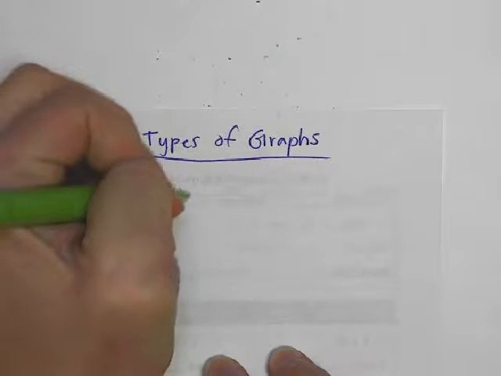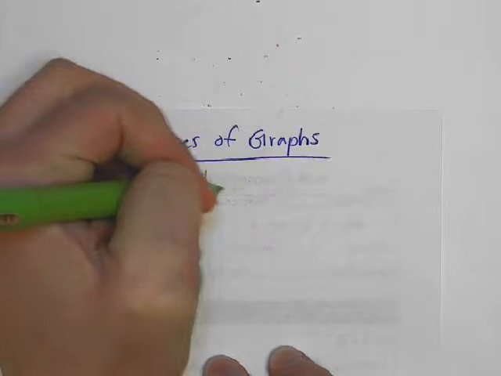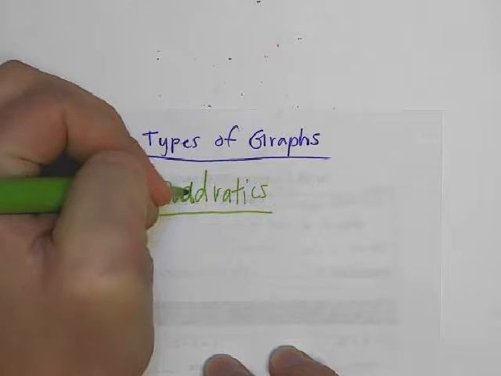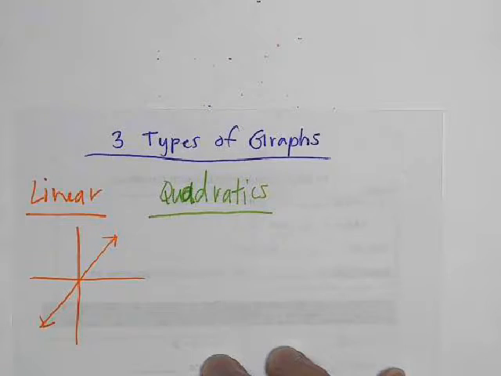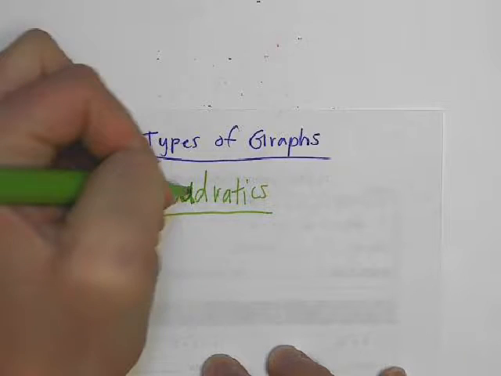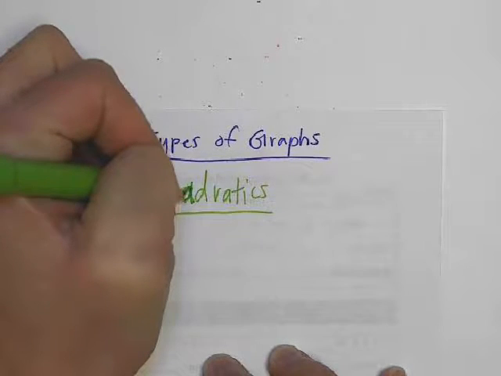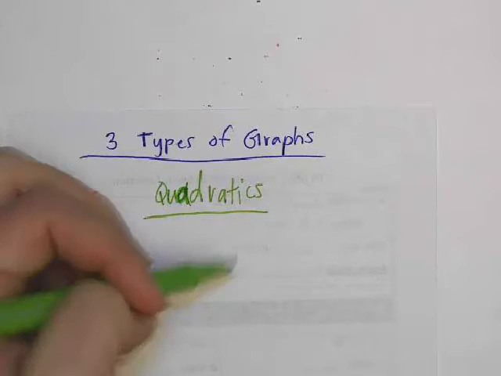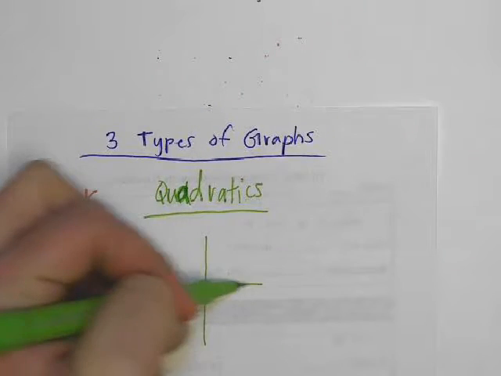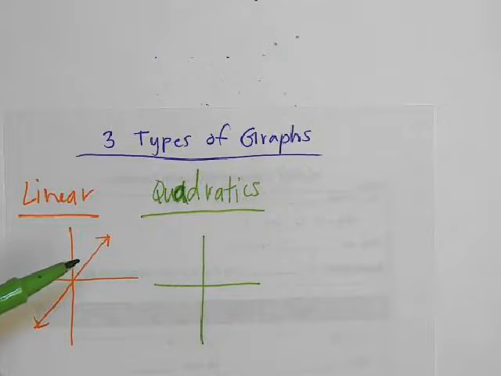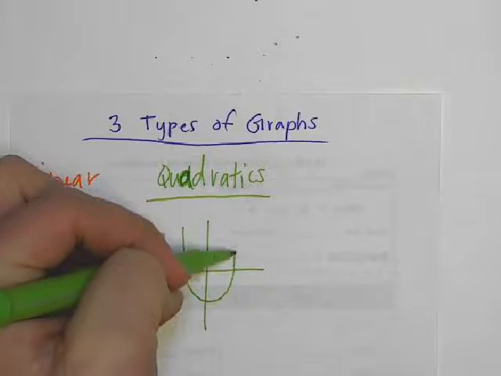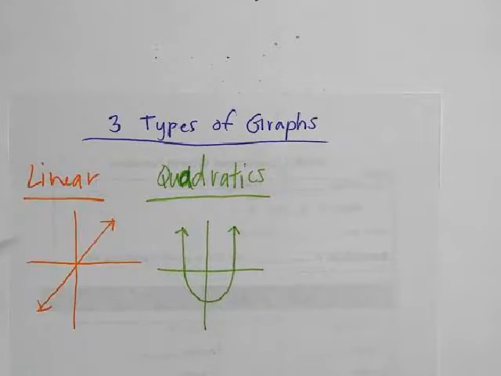Then, in about a month, we're going to talk about a new type of graph, which is going to be quadratics. Quadratics. Q-U-A. Okay, so draw another fake graph. Do y'all know what quadratics look like? No. It is a U. So quadratics are going to be a U shape.